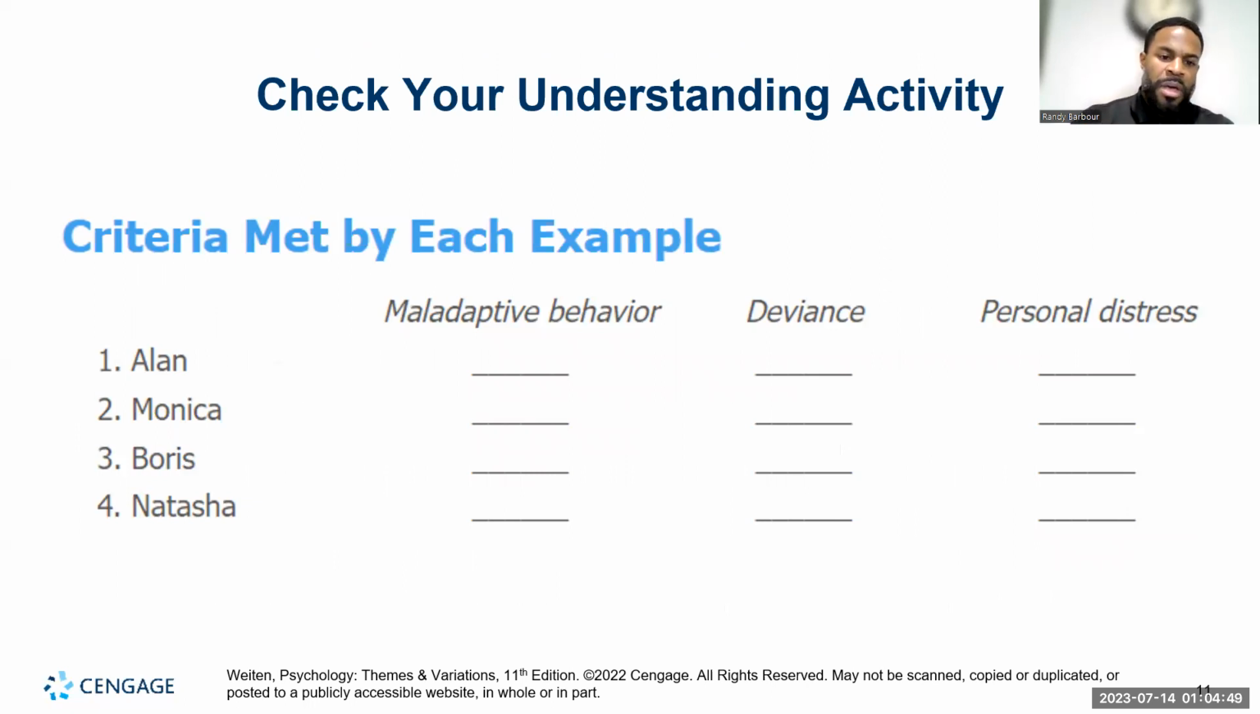But again, think about those examples. Think about each example, look at the criteria, and see if they are met by each of these examples. Again, with Alan, the maladaptive behavior and deviance were met, but personal distress was not. With Monica, actually, let me go ahead and do the check mark so you'll see. So Alan had maladaptive behavior and he had deviance, but he did not have personal distress. Monica didn't have maladaptive behavior, she didn't have deviance, but she did have personal distress. So you just go through, mark it up, and see if you can match those criteria to the examples to see how you can identify them. Okay.